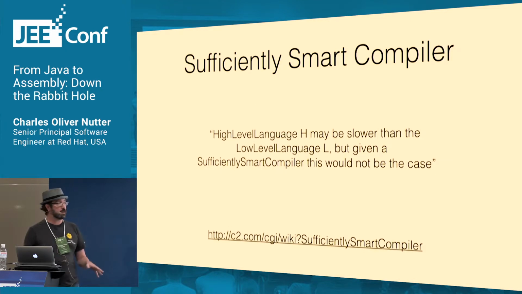So the first concept here, and one of the big reasons why we need to learn this stuff and why this is important to know, is the idea of the sufficiently smart compiler. So the idea here is that if you have a low-level language, like C or assembly or so on, and then you have a high-level language written on top of it, all you need to make that high-level language run as well as the low-level language, to make Java run as fast as C, is a good enough compiler. It just has to be smart enough.